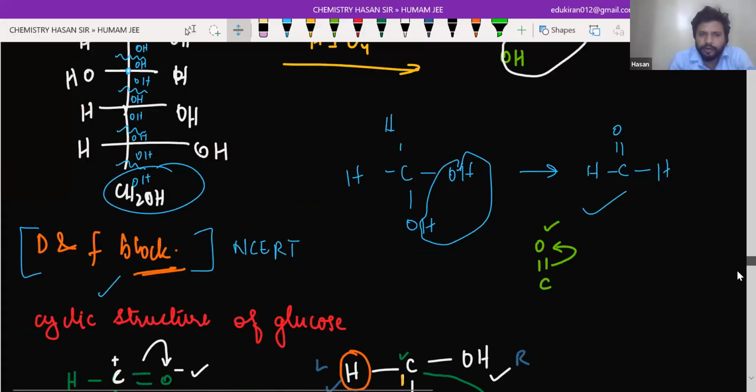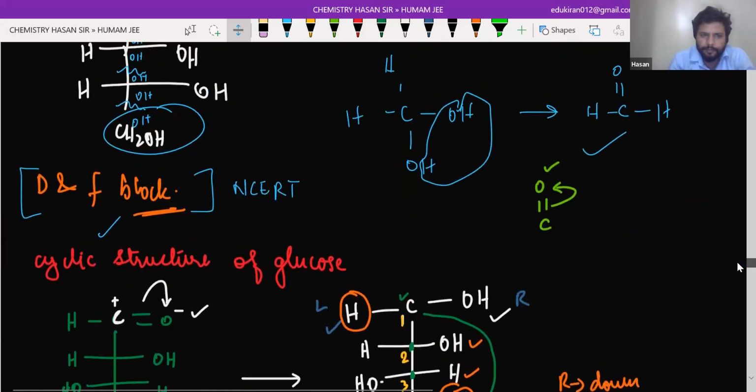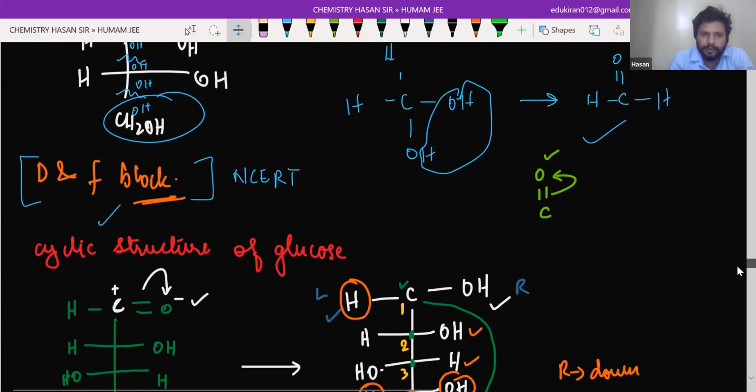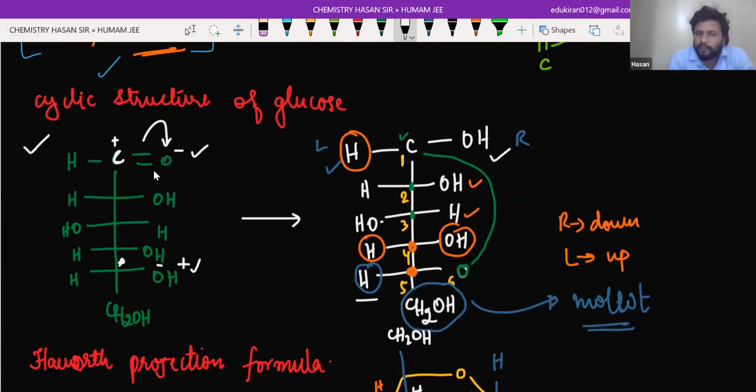This you already completed. So I'm going to show you how you are going to draw the cyclic structure of glucose. You know that this is your Fischer projection, in which the carbonyl compound is this. When you write the carbonyl compound, you know that oxygen is more electronegative, so the bond can be broken like this. And you are going to take the last chiral carbon. This is your last chiral carbon.